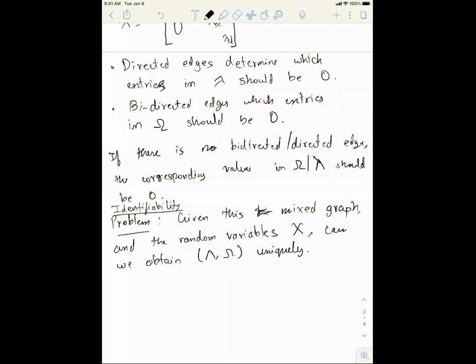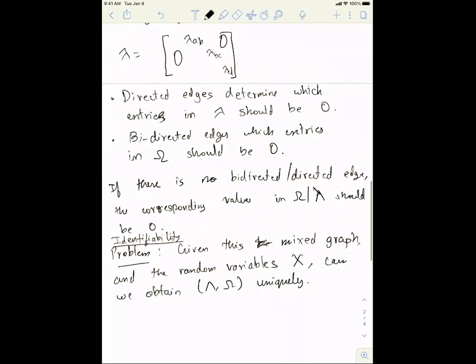So this is one of the common problems you can ask. You have a graph and these random variables x. In practice, you either measure them from finite samples or you get them in some form or fashion, and then you want to ask how do I retrieve these matrices lambda and omega.